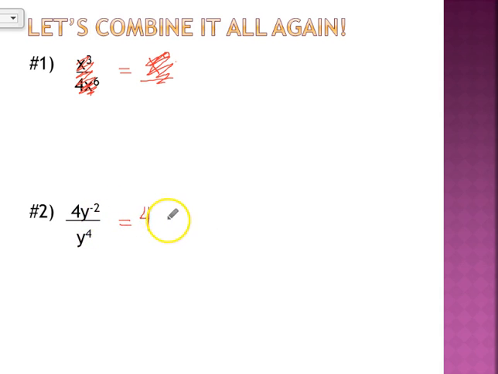The 4 is going to stay outside. There's no parentheses around it, so it's not raised to the negative 2. We're going to leave it alone. We do have some division. We've got y, and we're dividing, so we're going to subtract the exponents. Negative 2 minus 4 gives us negative 6.